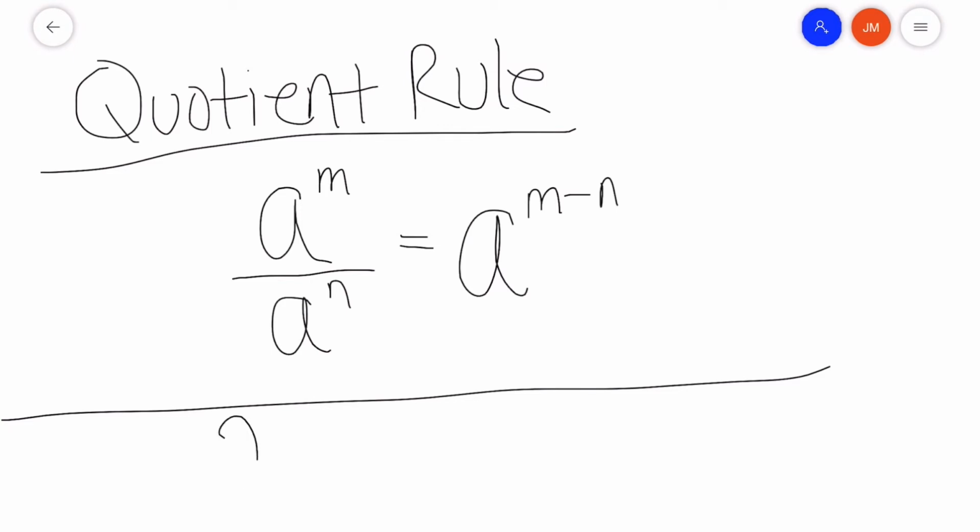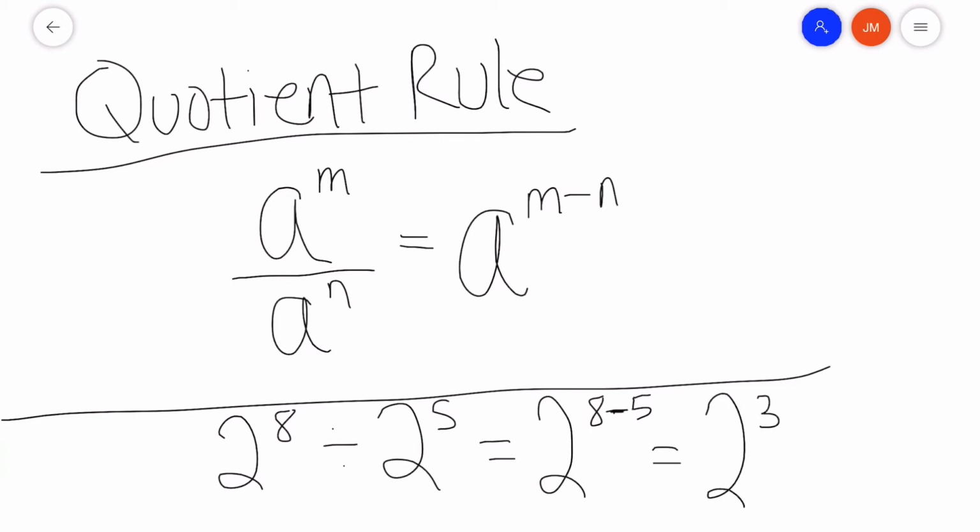So we have 2 raised to the 8th power divided by 2 raised to the 5th power. So based on our quotient rule, we know this simplifies to 2 raised to the 8 minus 5, which equals 2 to the third power. And we know that, again, is just 2 times 2 times 2, which is 8.